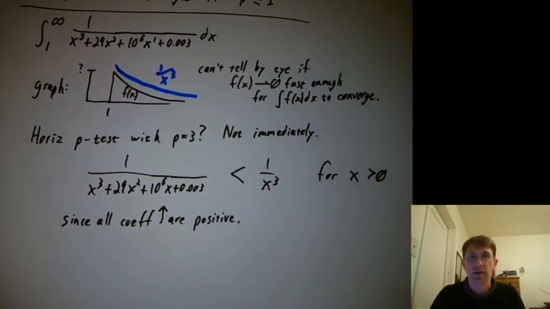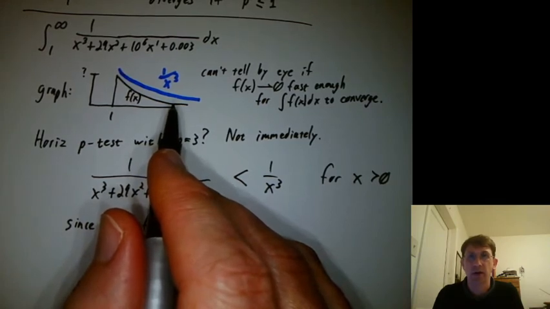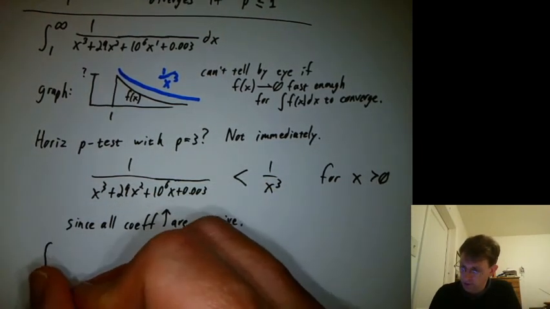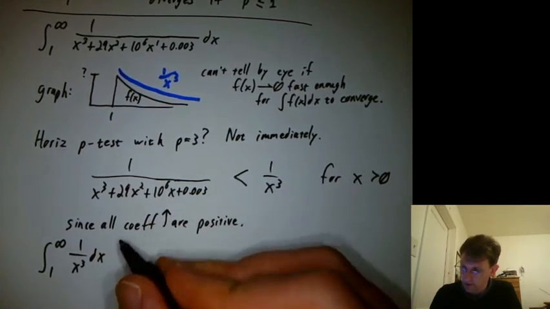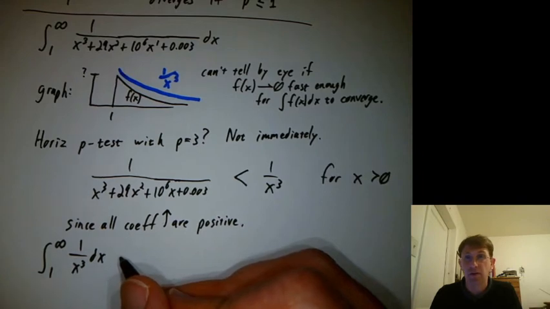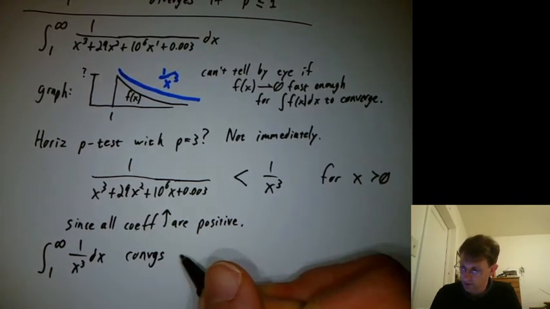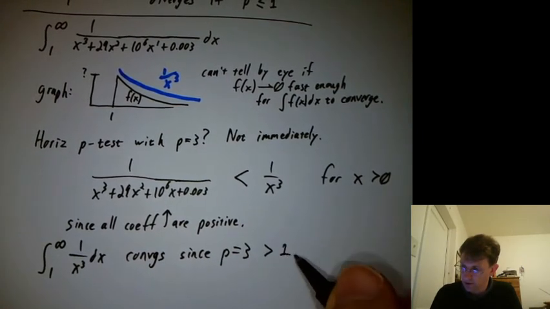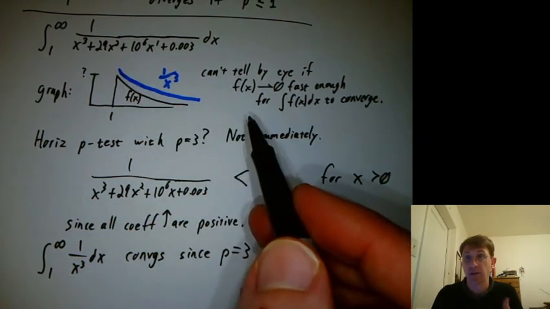So can we use that knowledge? So that's kind of an upper bound, right? Hasn't some person been talking to you about upper bounds and lower bounds this whole semester? Now we have a curved upper bound. That's kind of interesting. What do we know about the integral of 1 over x cubed dx? Does that converge or diverge? The integral converges, since p equals 3 is bigger than 1 by the horizontal p-test. So the area under this blue curve is finite.